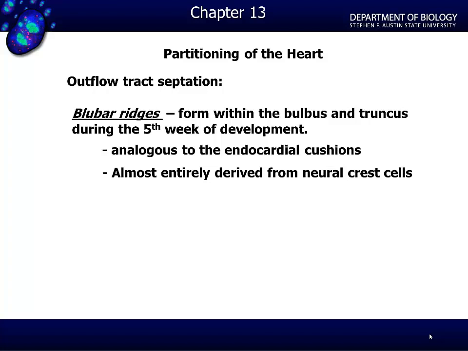We're still going to have the cardiac jelly. We're going to have this acellular space separating the muscle from the endocardium. But we're going to see that rather than a huge contribution of epithelial-mesenchymal transition, we're going to have a huge contribution of neural crest cells that are moving in to populate these bulbar ridges. And again, we'll have the right and the left bulbar ridge.